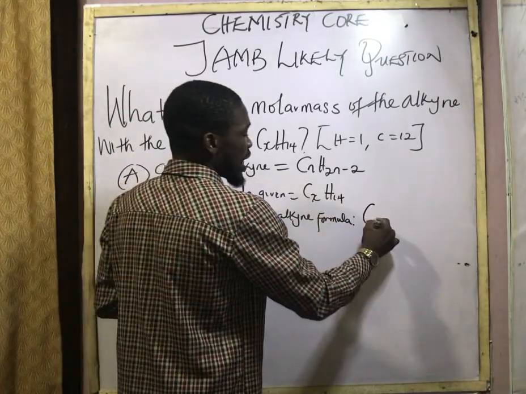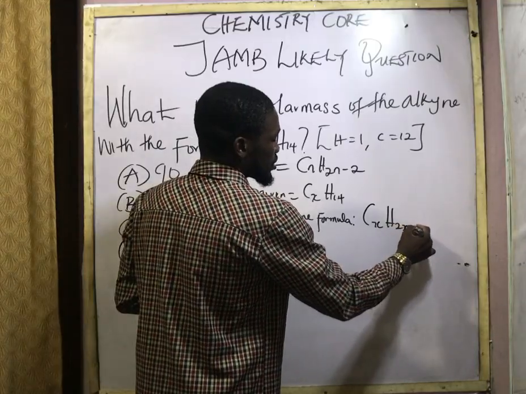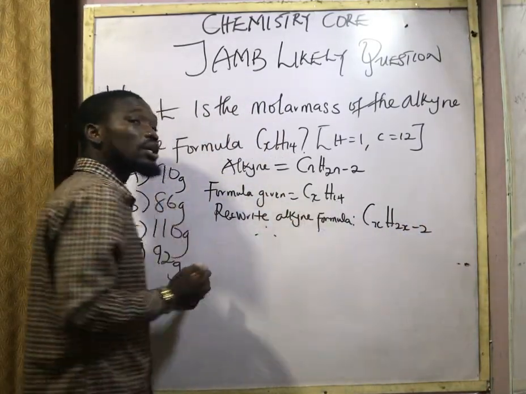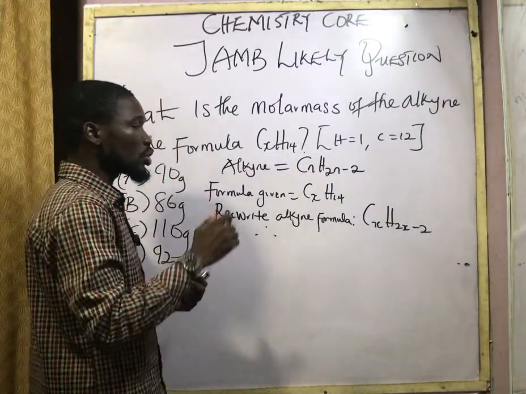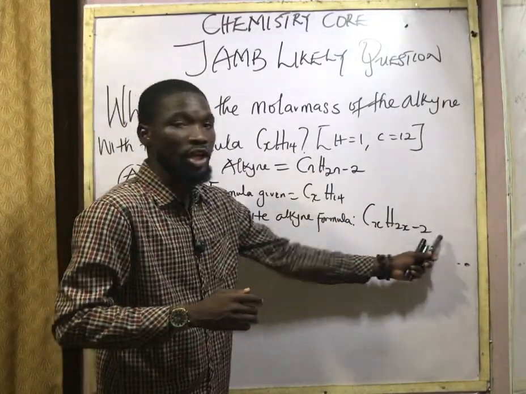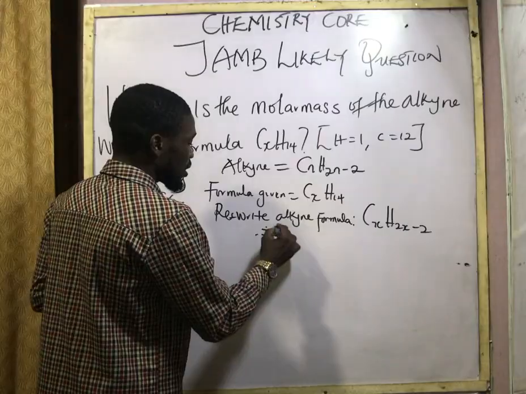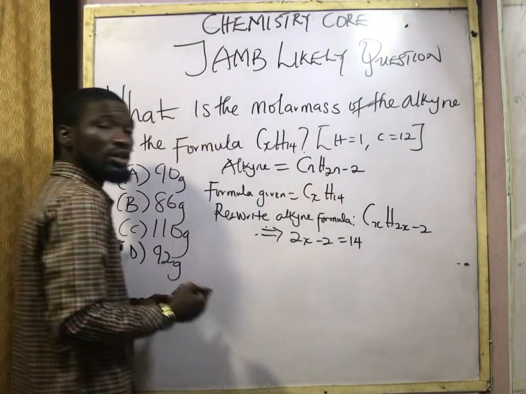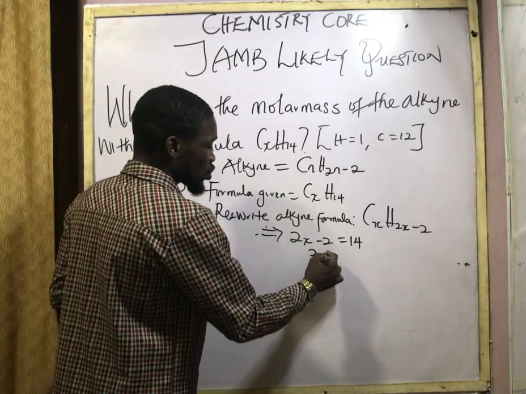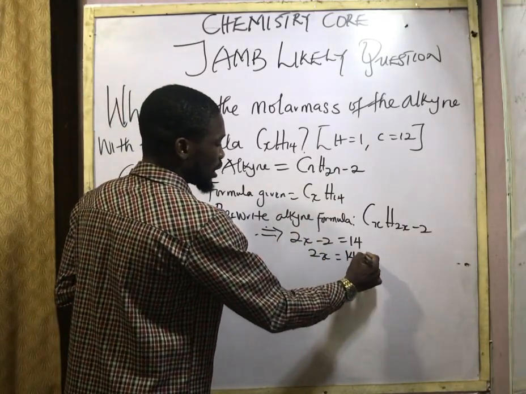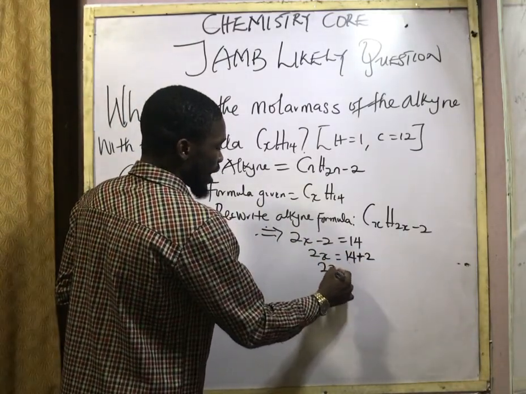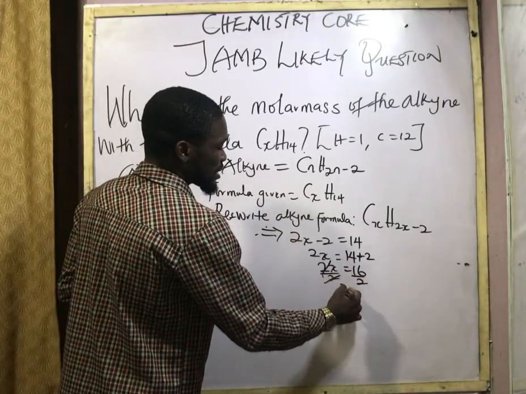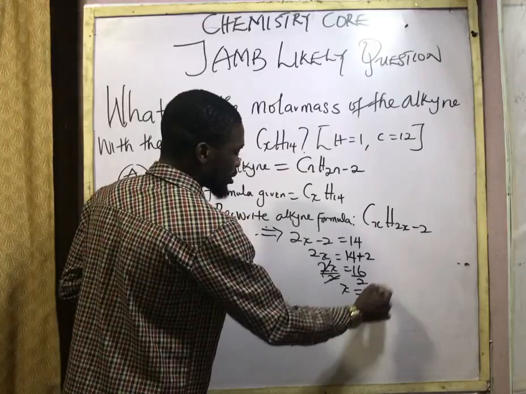So that will give us CxH2x minus 2. Therefore, we have H to be 14, so this will equal this whole expression here. With that being said, we have 2x minus 2 is equal to 14. When you collect the like terms, you have 2x is equal to 14 plus 2. 2x is equal to 16. When you divide both sides by 2, you can say our x is 8.